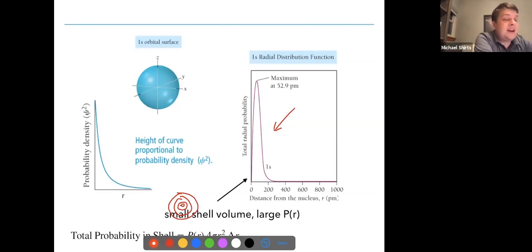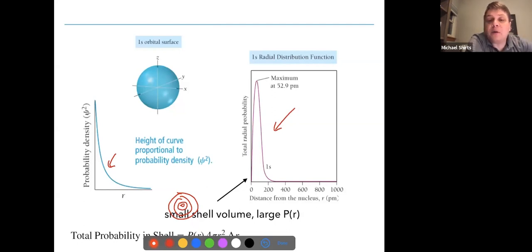So there is the radial distribution function of the electron probability, which is a product of how much space there is at a given distance from the center and the probability density from Schrödinger's equation. When you look at graphs of probability density, you should be clear whether you're looking at the probability density, the probability per unit volume, or the total probability. In this case, the probability per unit volume is highest at the center of the sphere, but there's no volume at the center of the sphere. So in total, you're most likely to be observing the electron at 52.9 picometers.